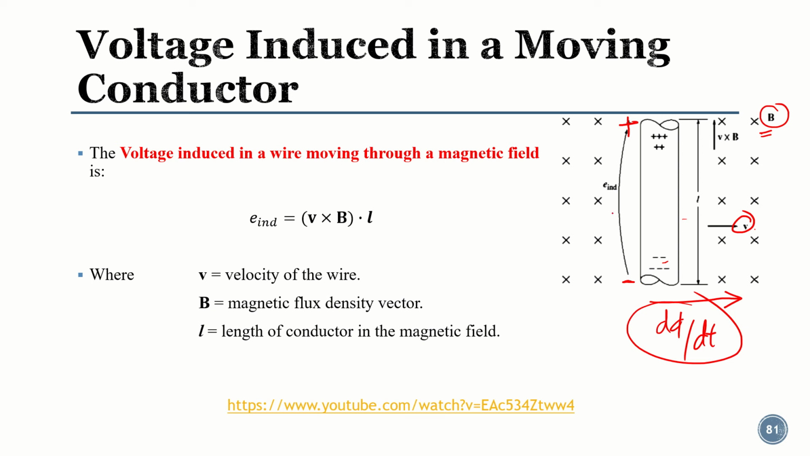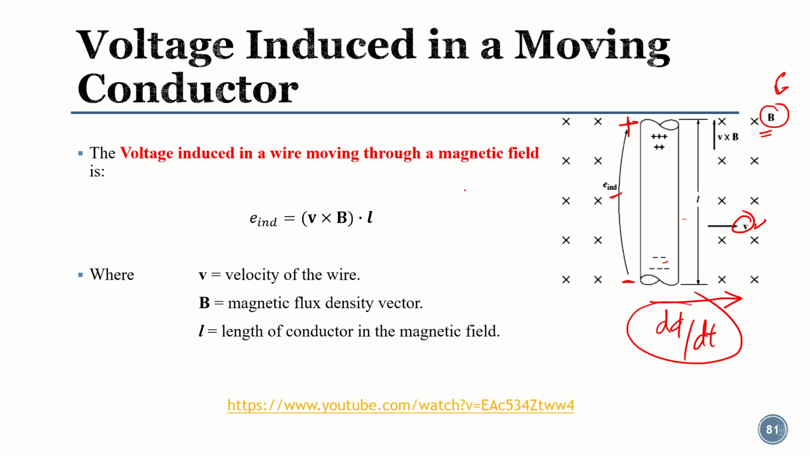That induced voltage depends on the velocity. For example, if it is moving faster, the rate of change of flux will be faster. If it is moving slower, the rate of change of flux will be lower. It will also depend on the intensity of the magnetic field around that wire, whether it is stronger or weaker.